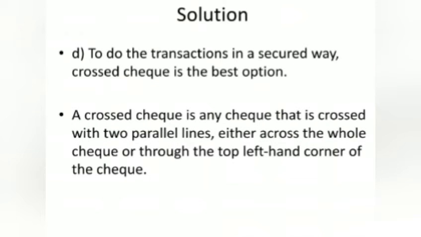Then, question number D was, what type of check do you think is the best for Mr. Ali in case of safe transaction? Show logic. To do the transactions in a secured way, cross-check is the best option. A cross-check is any check that is crossed with 2 parallel lines, either across the whole check or through the top left-hand corner of the check. Banks do not pay cash for cross-check. Cross-checks should be deposited in a bank account. It is a secure tool for doing transaction.